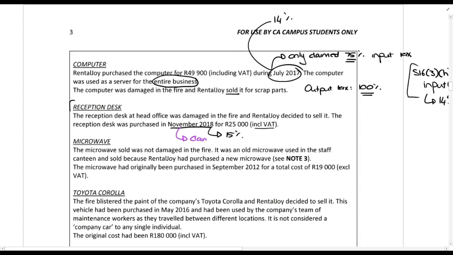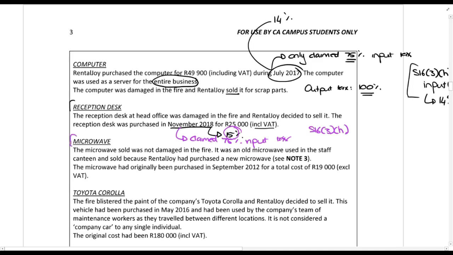Claimed 75% input tax. So you will also have to apply section 16.3H. But here the input tax was at 15%. So just remember that. Then we have the microwave.